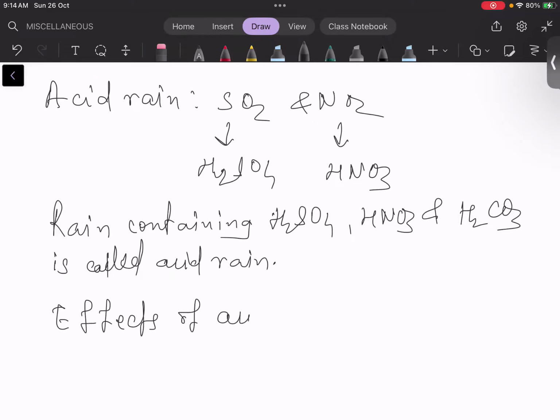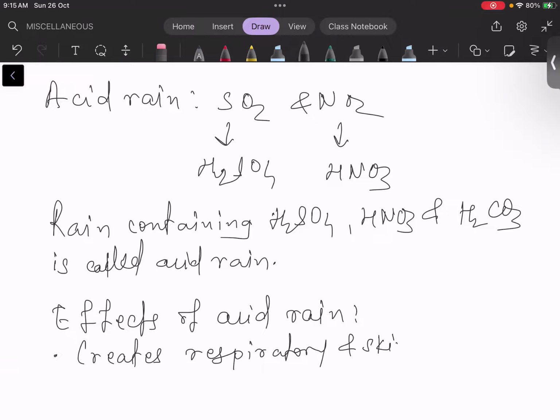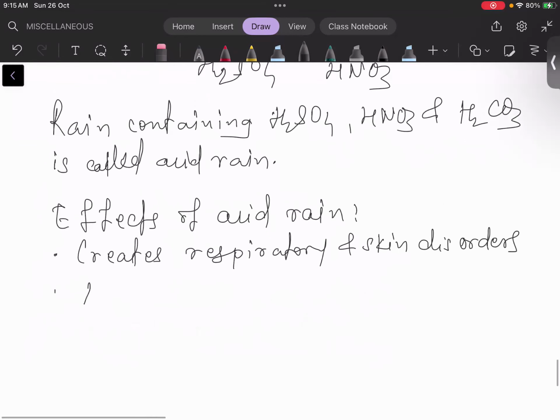Effects of acid rain. First, it causes respiratory and skin disorders. The next, it damages the leaves of plants.